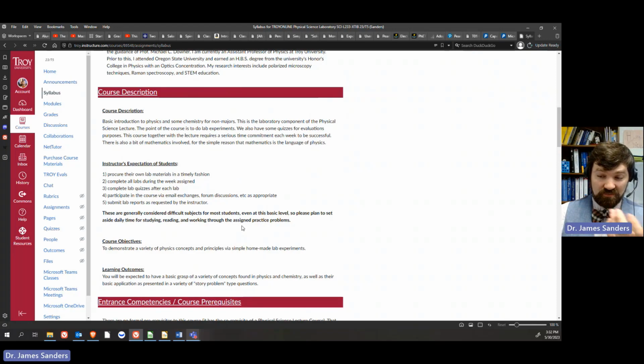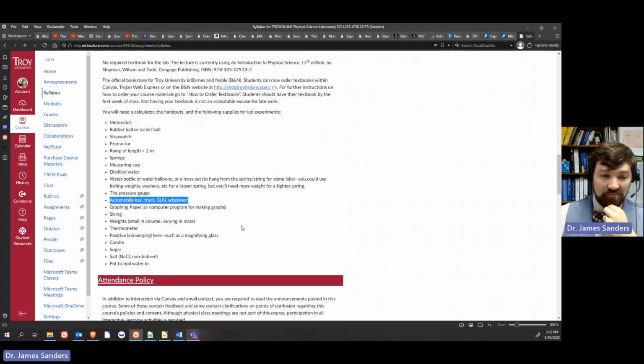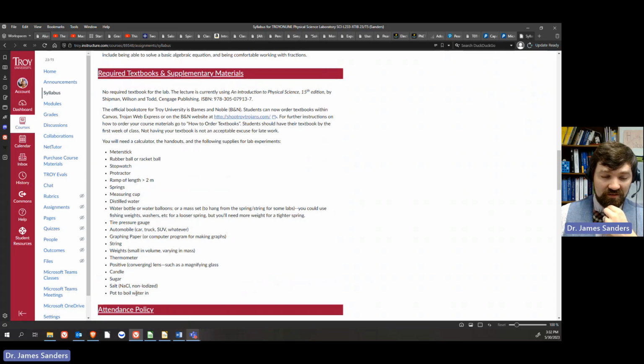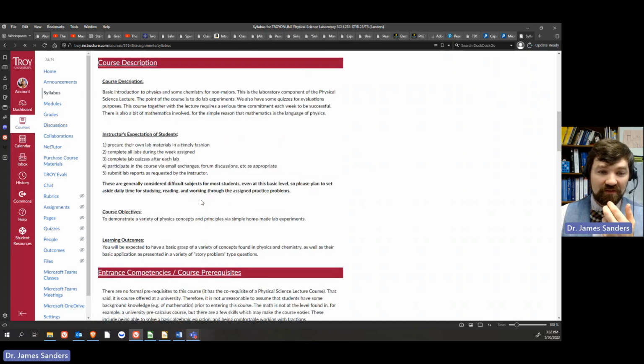So I do expect that you procure your lab materials in a timely fashion. They are basically all listed here in the syllabus. So there's no reason for you to be in week number 7 and say, well, I can't find this thing for the lab this week. You really should have procured it earlier in the semester, or at least figured out where to procure it from.